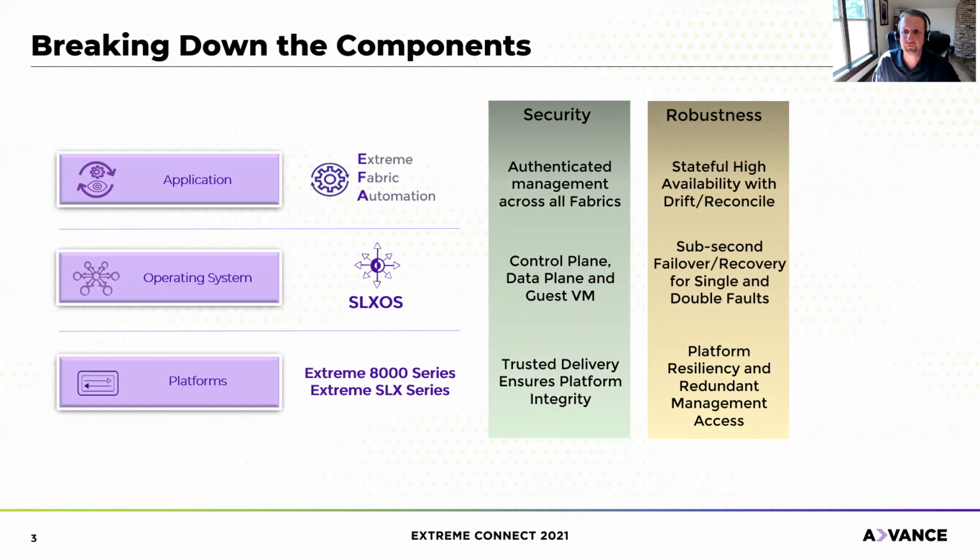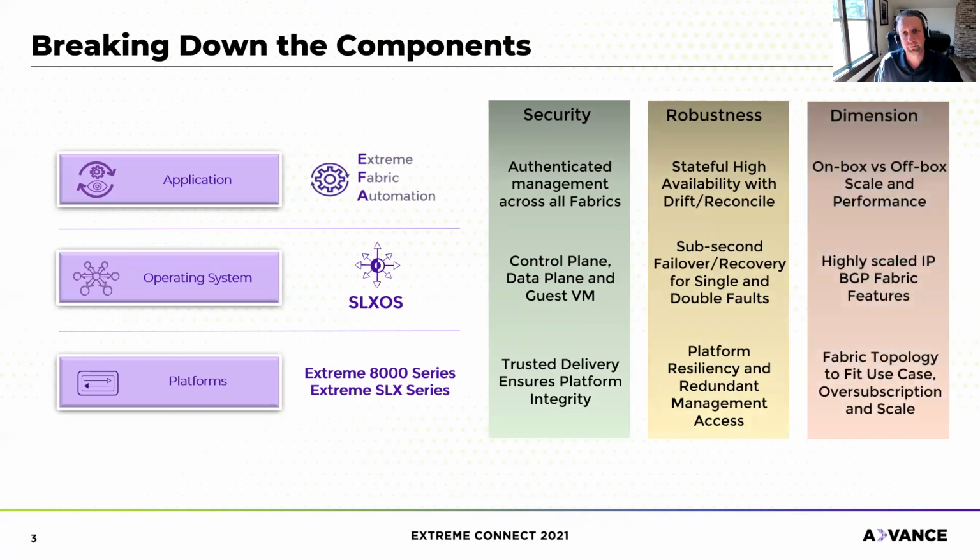And then when we get down to the platform level, robustness is really about the resiliency of that platform. And in the case of a carrier grade infrastructure, our ability to actually have redundant management access, always having the ability to get to the platforms and provision the fabric.